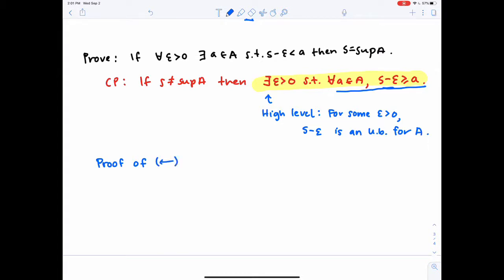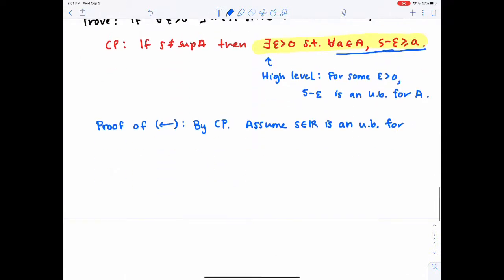So we're doing the proof of the backwards direction, and this is by contrapositive, which I abbreviate CP. So remember what we get to assume. Globally, we know outside of the if and only if statement that we're looking to prove, S is given to be an upper bound. So I'm going to assume that S in R is an upper bound for A, but S does not equal sup A. What that means is that S is not the least upper bound.